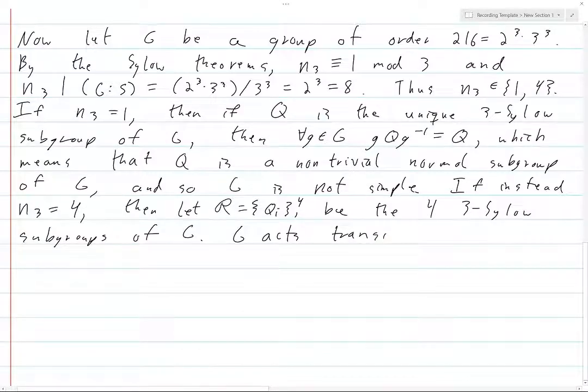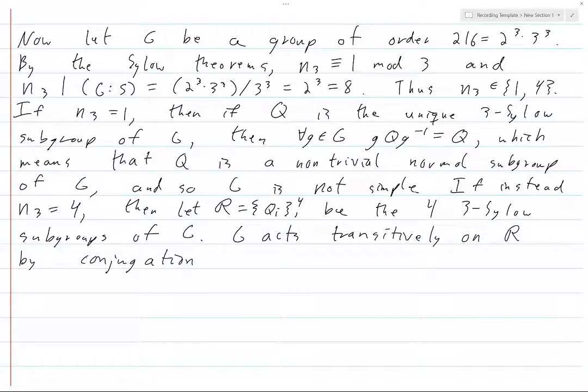G acts transitively on R, which is not Q, but which is something I can write. This is by conjugation, because any two p Sylow subgroups are conjugate, which means that the action on the collection of Sylow subgroups by conjugation is transitive. So here, G acts transitively on R by conjugation. So let's see here.